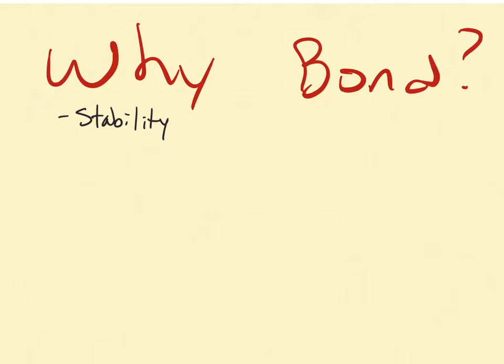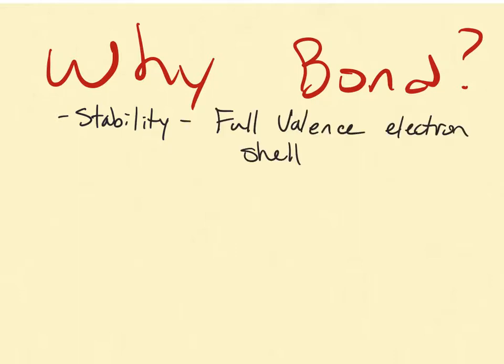The stability is defined by having a full valence electron shell. When atoms have full valence electron shells, they are in their most stable state. Now, the next question is, how do you know if it's a full valence electron shell? For really small atoms, as you know from the last chapter, the first energy level is full at 2 electrons.